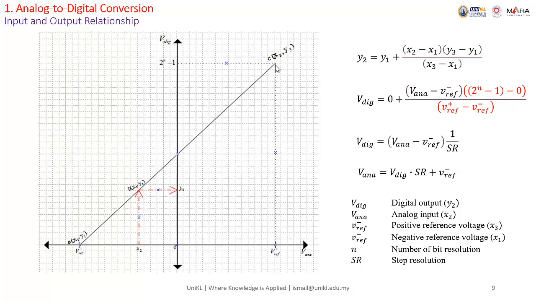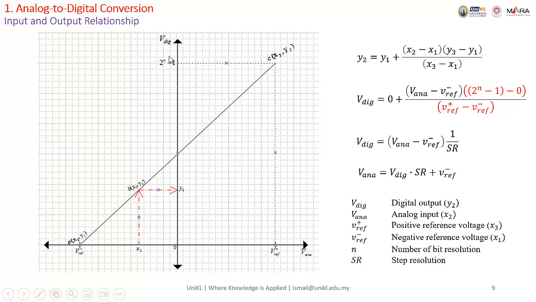So now we change. What is y2? Y2 is actually, if you see here, y2 here, right? Y2 is a V digital, the output. And then Y1 is 0 here, right? 0. And then replace X2. X2 is the V analog, the input, right? X2 is V analog, and then X1 is the Vref negative, and then we have Y3.